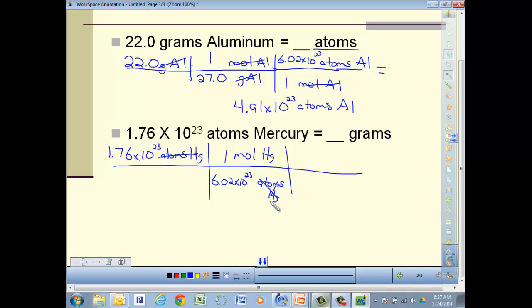So you look there again, right now I'm in moles of mercury, but again, we don't want moles of mercury. We want grams of mercury. 1 mole of mercury. Looking mercury up on the periodic table, it says it's 200.59, canceling out the moles. 1.76 times 10 to the 23rd, multiplied by 200.59, divided by 6.02 times 10 to the 23rd. And what you'll end up with is 58.644 grams of mercury.